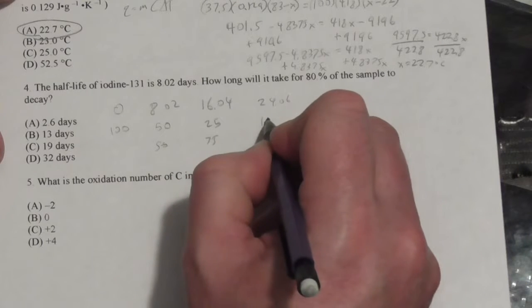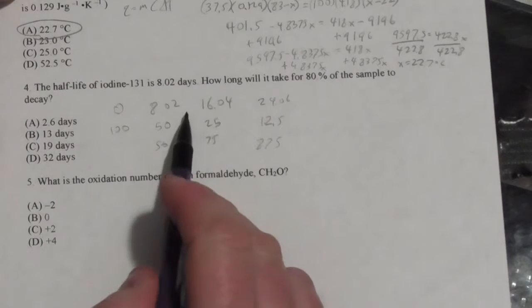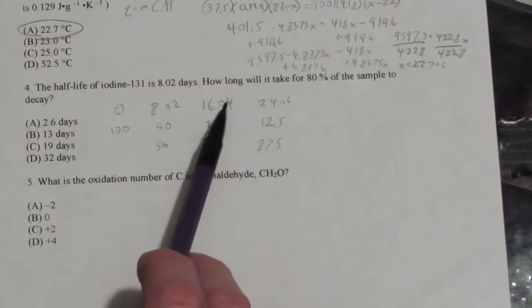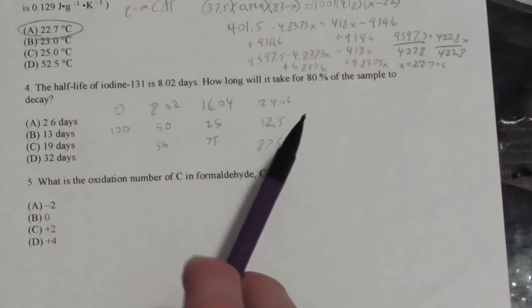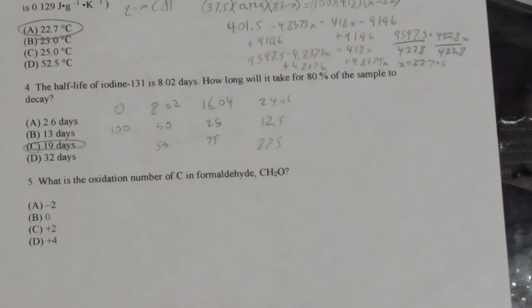I go one more cycle, that takes us to 24.06 days. Now I'm down to 12.5%, and I'm at 87.5% gone. So my half-life has to be somewhere in between 16.04 days and 24.06 days. And the only possible answer there is number 4, 19 days. There is a half-life formula. When you get to physics, that would be something to learn. You want to be a nuclear chemist? Absolutely something to learn. Do you need to memorize it in any other context? Not necessarily.